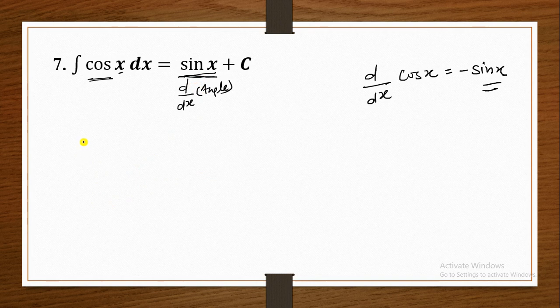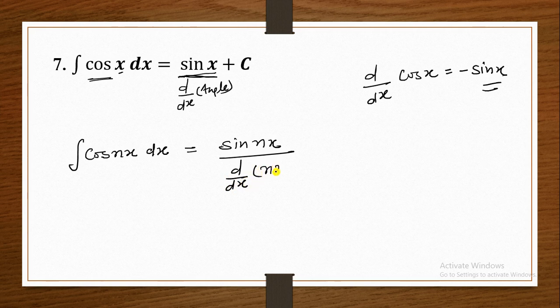Next, integration of cos nx dx is equal to sin nx upon d by dx of the angle. The value of the angle is nx plus c. This implies sin nx upon n plus c.